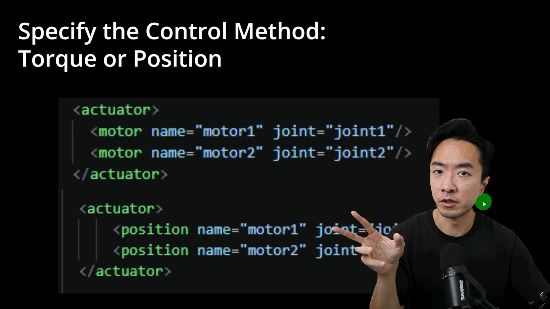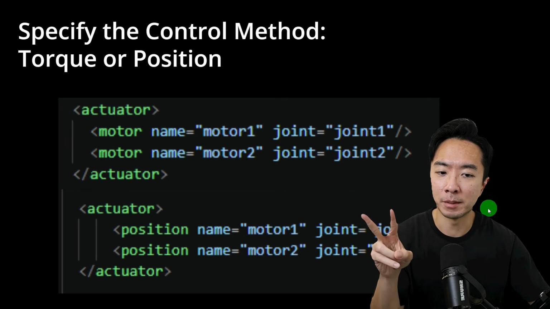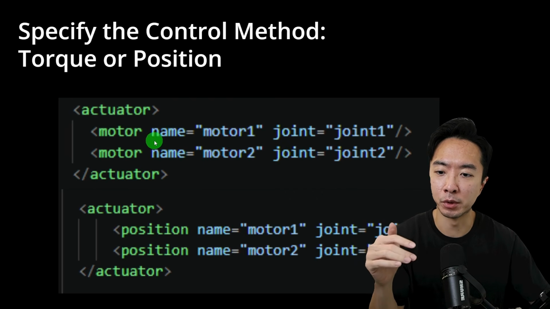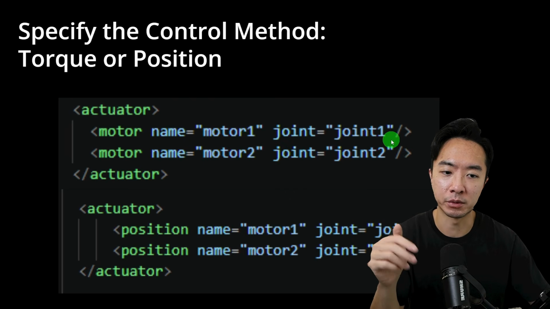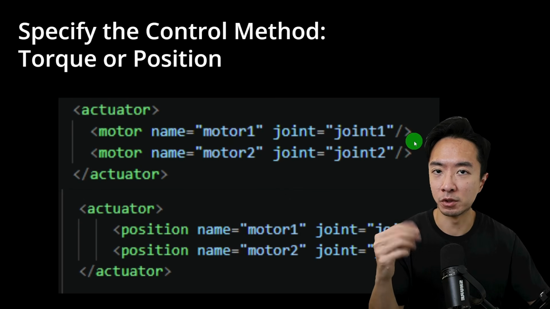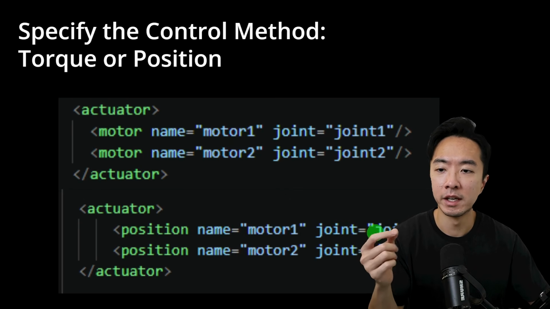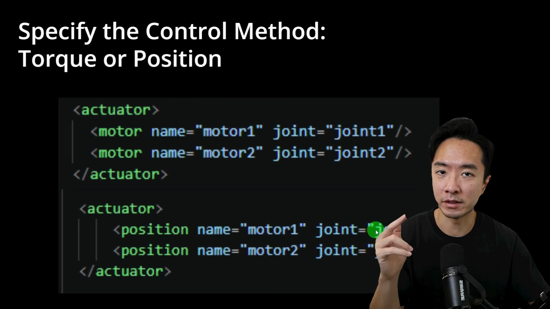And to specify the control method, you typically will have two options. The first one is going to be the torque mode. This is where you have motor name equals motor 1, joint equals joint 1. And then if you're trying to do position mode, you're going to use position name equals motor and then the joint. So these are the two main options that you have in MuJoCo.